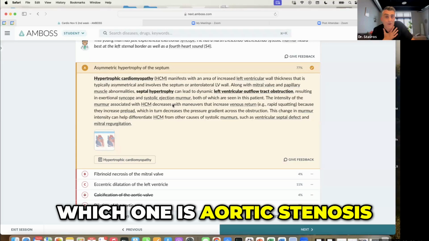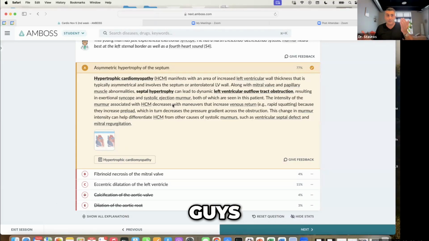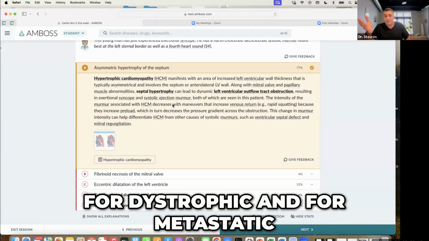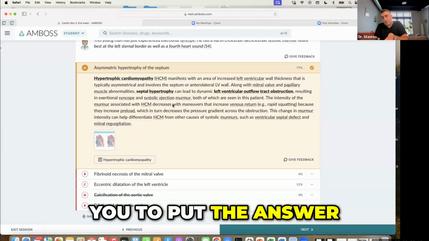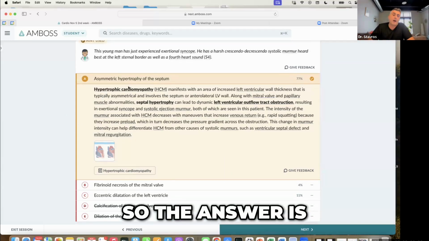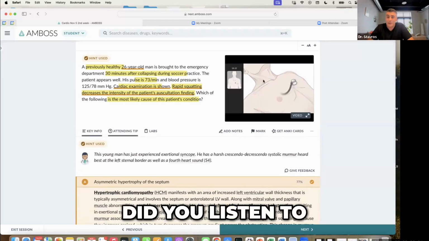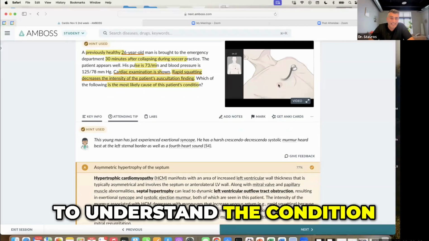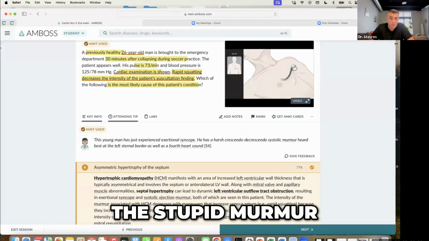Which one is aortic stenosis? It's 50-50, guys. You either choose D for dystrophic or M for metastatic. I'd like all of you to put the answer, please. Thank you. So the answer is... how come in this case, did you listen to the murmur? No, I didn't play it for you. So you see how easy it is sometimes to understand the condition without even listening to the murmur?